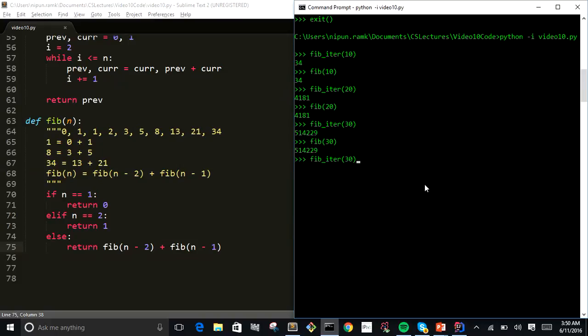What could this be? What if we call it on 32? We get another large number. What happens if we recursively call it on 32? Oh wow, it's taking some time. It'll eventually get the answer, but it's taking quite a bit of time. It took about 5 seconds.